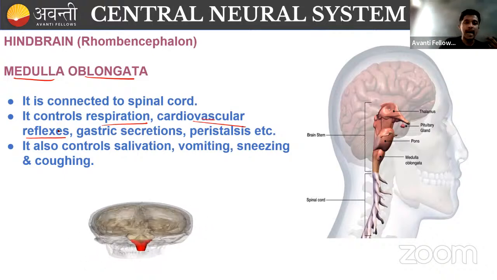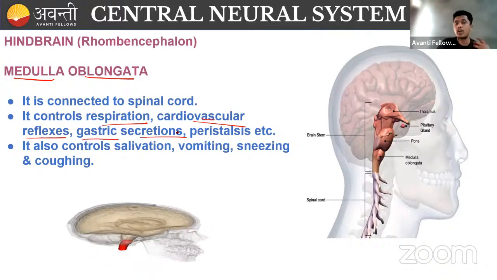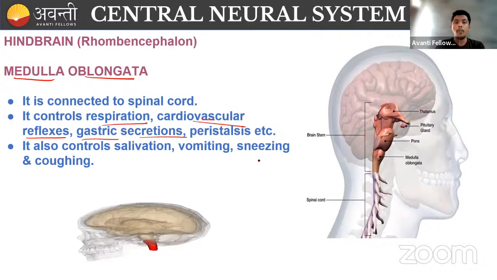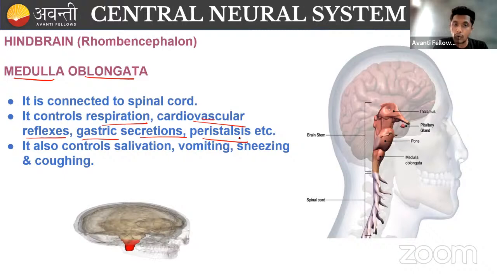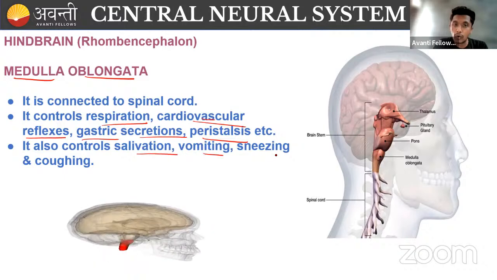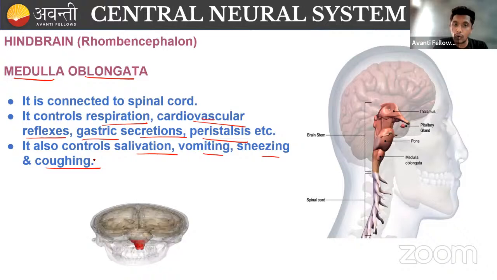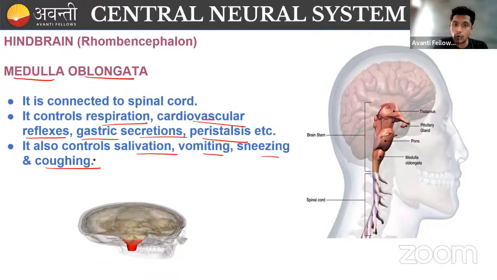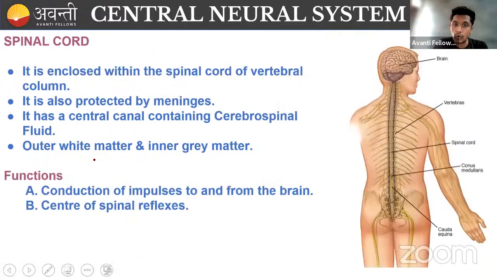Next is gastric secretion of your gastric hormones and gastric enzymes for the digestion of your food, and the movement of your food through your alimentary canal, that is peristalsis. All of them are controlled by the medulla oblongata. Some of the other functions like salivation, vomiting, sneezing, as well as coughing are also controlled by your medulla oblongata. Even hiccups come because of the medulla oblongata.